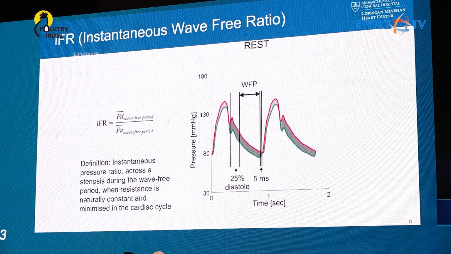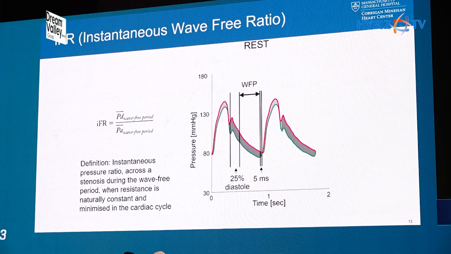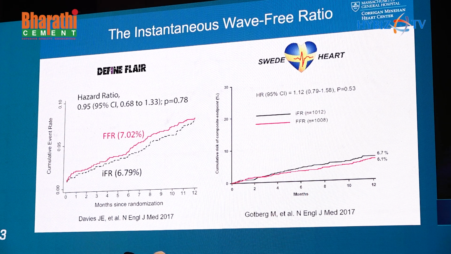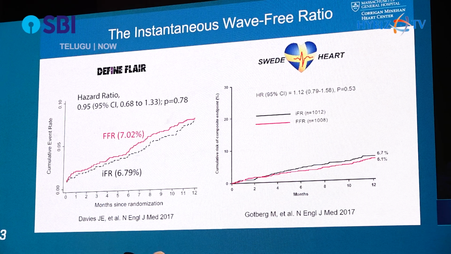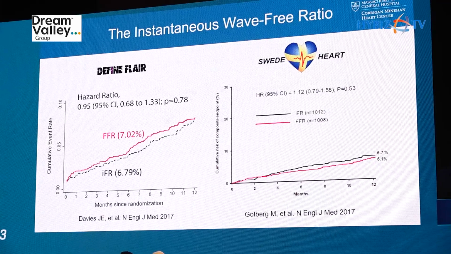Phillips was responsible for the first non-hyperemic pressure ratio, iFR. Again, it looks at a portion during the wave-free period and during diastole to calculate this. No hyperemic agent is needed because it's during diastole, so the vessel should be maximally dilated and the resistance should be naturally constant. The data around this is fairly robust clinical data, from the DEFINE-FLAIR and SWEDEHEART studies. Nearly 4,500 patients have been randomized in these trials. And when you compared FFR to iFR, there was no statistical significance in terms of outcomes. So they're fairly similar.